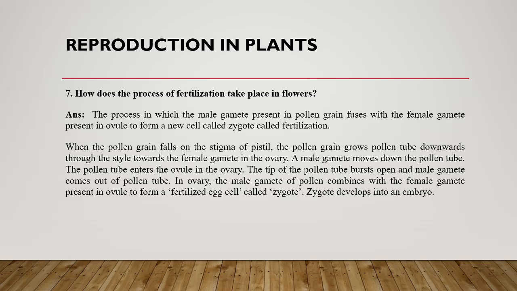That means the tip of the pollen tube bursts and the male gamete which was inside the pollen tube comes out, and then it meets the ovule. So in the ovary, the male gamete of the pollen combines with the female gamete present in the ovule, and after uniting with each other they form the fertilized egg cell, which is known as the zygote, which then develops into an embryo.